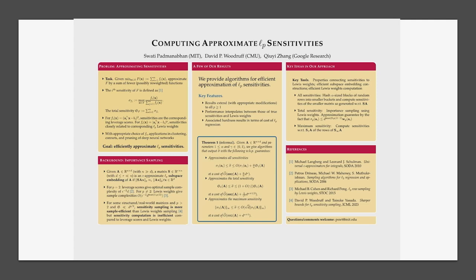So this is motivated by a lot of machine learning tasks. For example, if you want to do least squares regression, the function in question would be the sum of L2 norm squares. So in this paper, we give a number of theoretical algorithms for computing LP sensitivities fast. And this was published in NeurIPS last year.